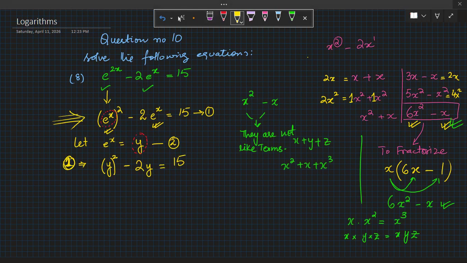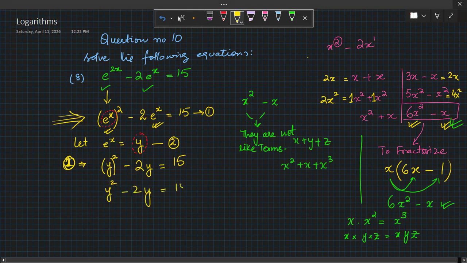Do we try to keep y square the subject? So what if I write a y square here and then minus 2y equals to 15, right? Now, do I have a quadratic equation here?